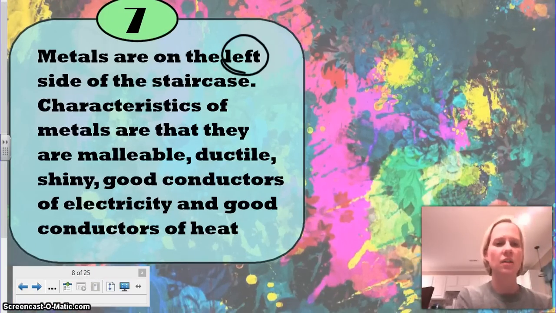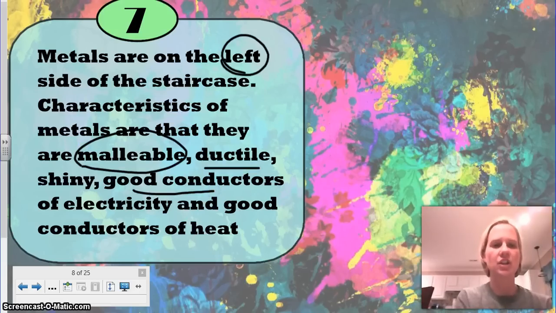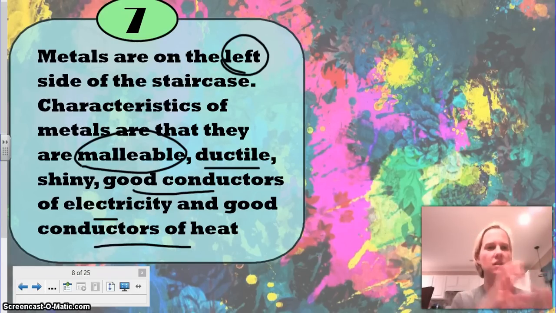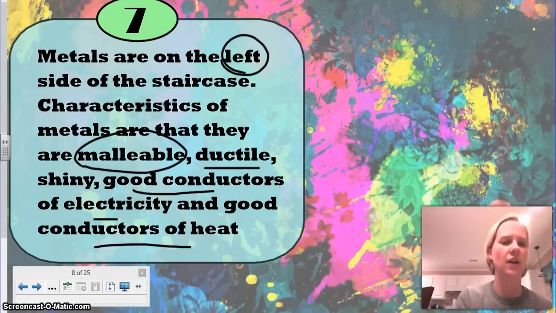These are defined by the fact that they're malleable, they're ductile, and they're very good conductors of electricity and heat. When we think about a stovetop, we put metal pots on it. If we think about malleability, you bend aluminum foil. Those are all characteristics that define a metal.